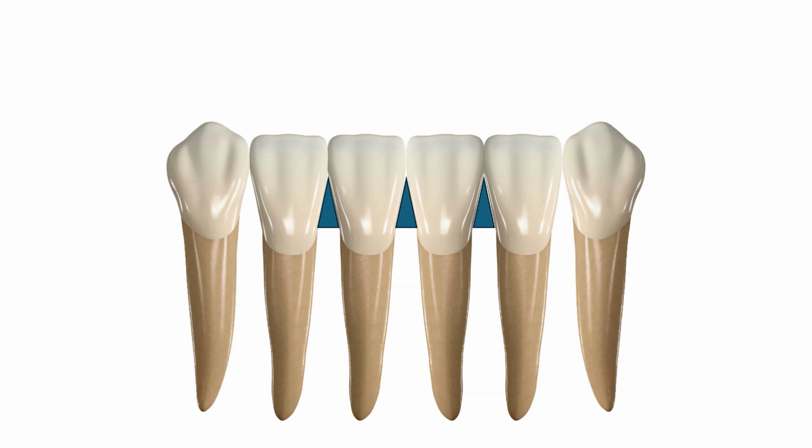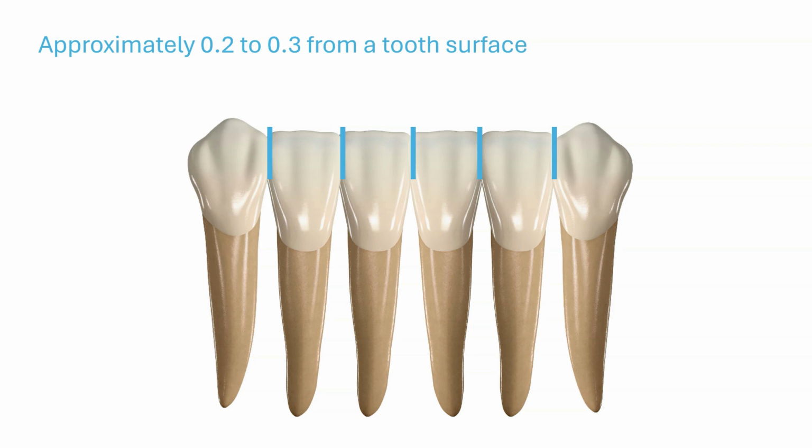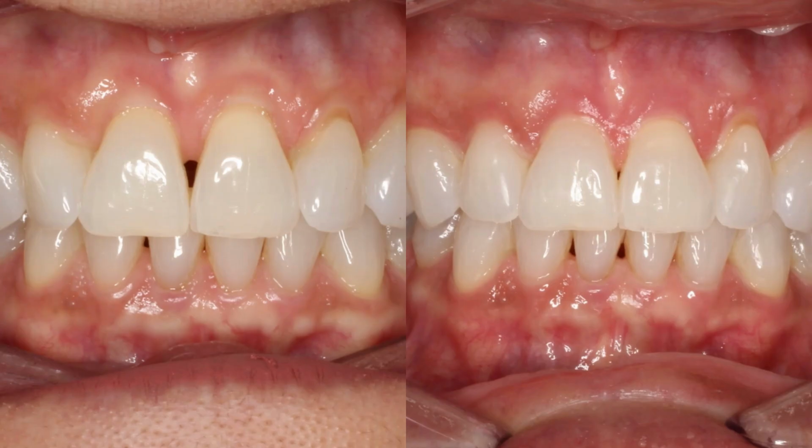To improve their appearance, sometimes we contour the sides of the teeth in order to bring those teeth in more closely. We take about 0.2 to 0.3 from the surfaces of those teeth to reduce the size of those dark gingival voids. Here's an example of a patient that had a space between her two front teeth. She wanted to improve the appearance. So, we used interproximal reduction to shape the surfaces of the teeth between the teeth and then brought those teeth closer together.